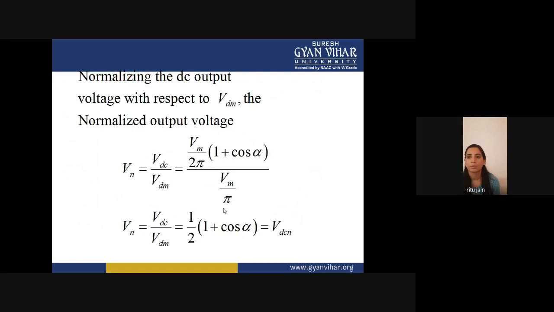Normalizing the DC output voltage with respect to VDN, the normalized output voltage is represented by Vn. The formula is Vn equal to VDC upon VDN, which is equal to Vm upon 2 pi (1 plus cos alpha) divided by Vm upon pi. So Vn is equal to VDC upon VDN, which is equal to 1 by 2 (1 plus cos alpha).